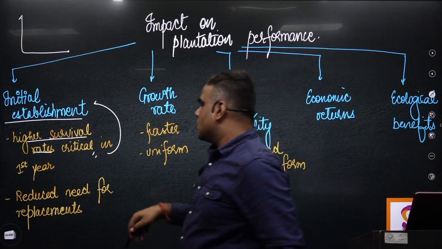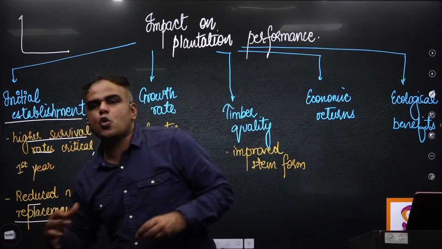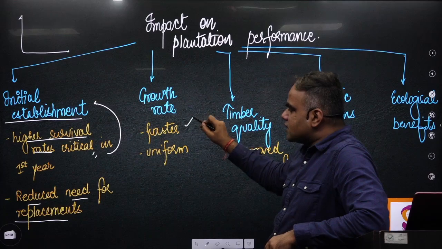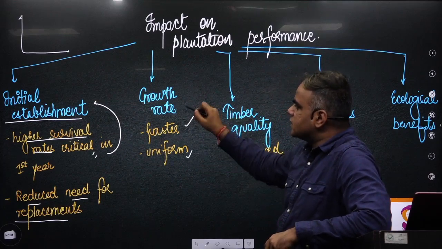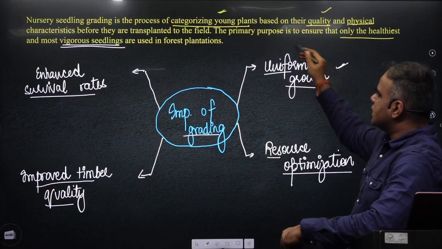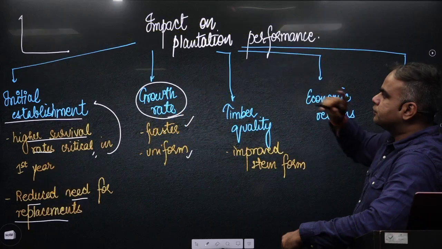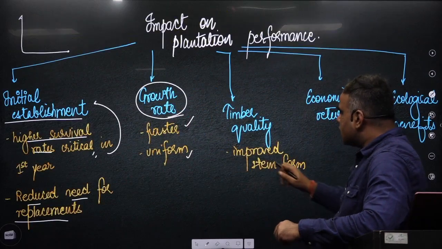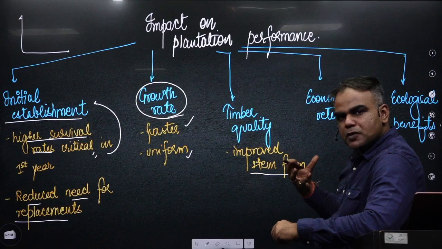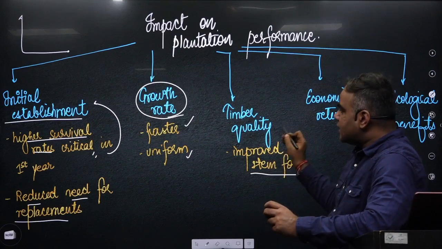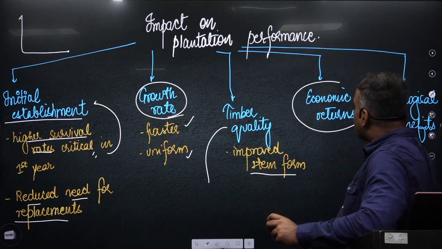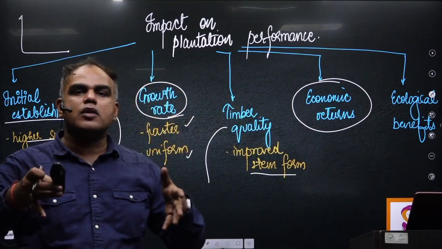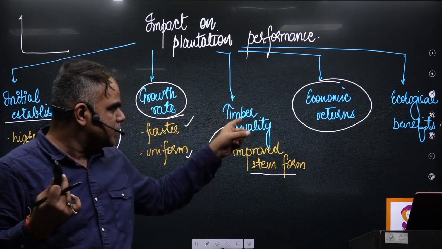Then there is a reduced need for replacements. You don't want many replacements, so overall it is better. Growth rate is faster and more uniform because of this, which is also one of the importances. Timber quality: we also saw improved timber quality. How? Because of the improved stem form with better grading. The stem form is better, so you will get better timber quality, which simply means higher economic return, more price in the market. If there are more defects and abnormalities, if the stem form is not uniform, the price will be low. So directly this is a benefit.